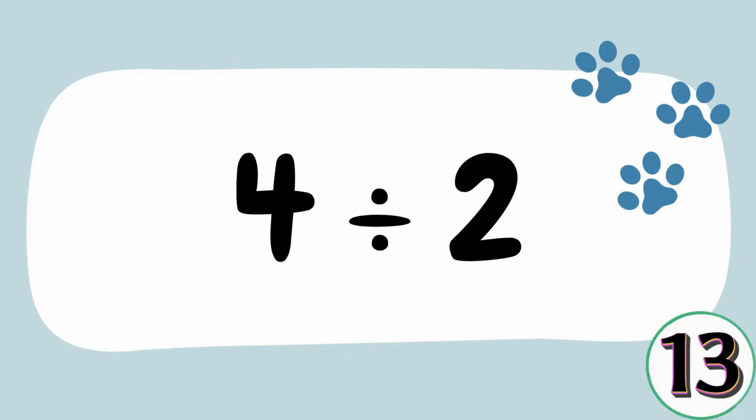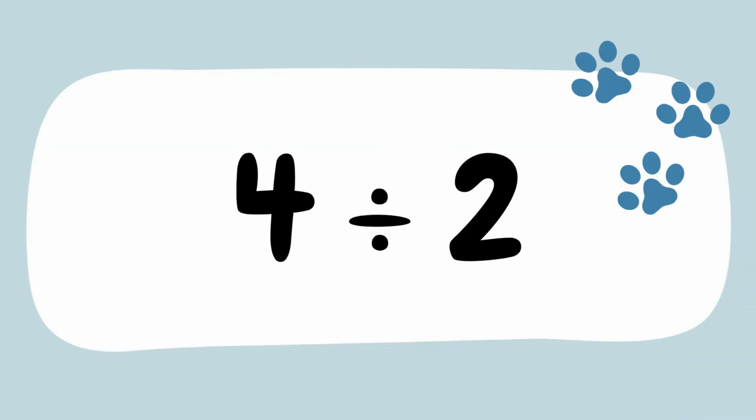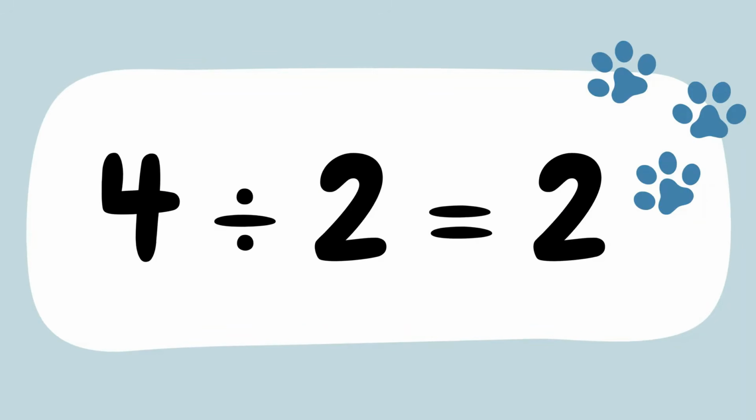Let's dive in. What is 4 divided by 2? The answer is 2. 4 divided by 2 is 2.